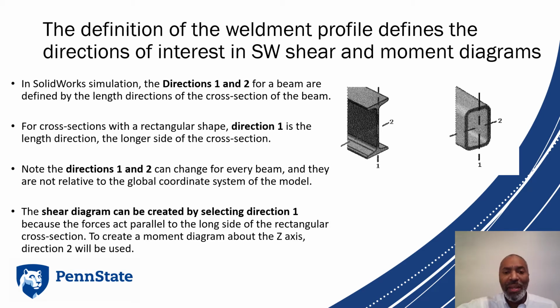To create a moment diagram about the z-axis, then, we would use direction 2. As you can imagine, from a right-hand rule, you can see that that cuts through our neutral axis, and so that's the direction for our moment. So our 2-axis is important as well, and like I said, we have to keep up with both of those when we're looking to apply our loads and then to look at the results of our analyses to make sure that we're getting shear and moment diagrams from the correct directions.